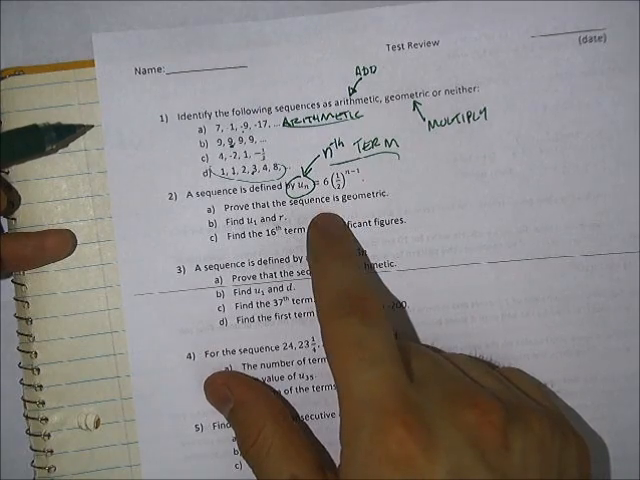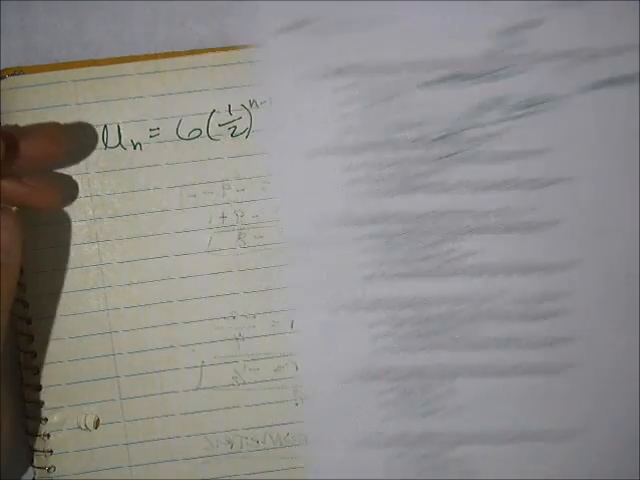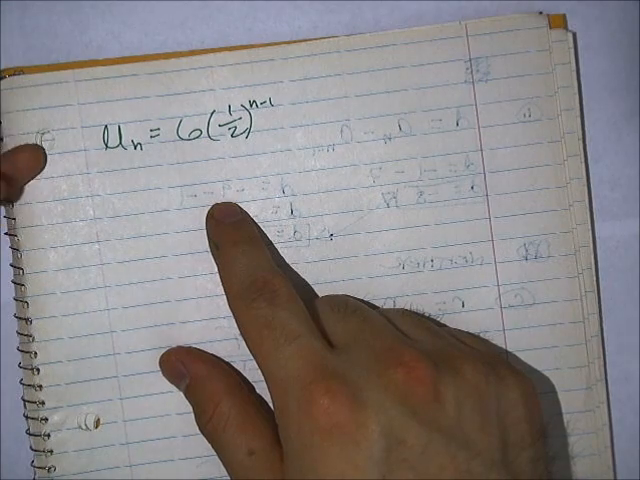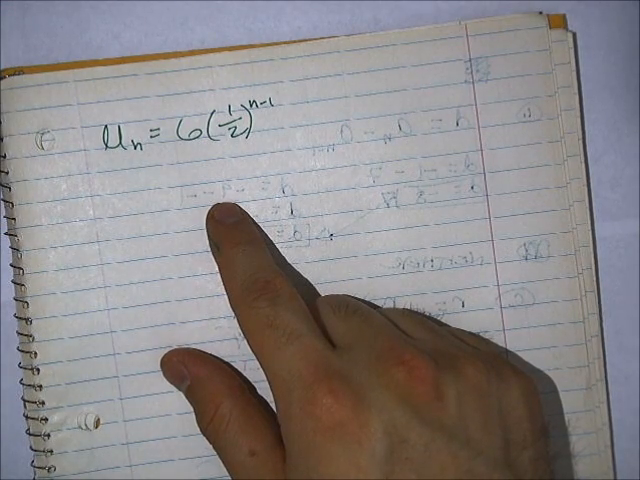Prove that the sequence is geometric. Well, proving that the sequence is geometric just means that I write out the sequence, find the common ratio, prove that it has a common ratio, and that shows me that it's geometric.